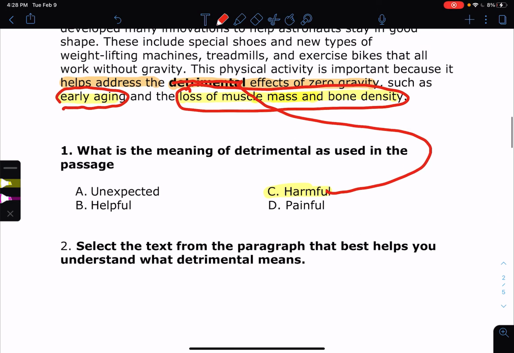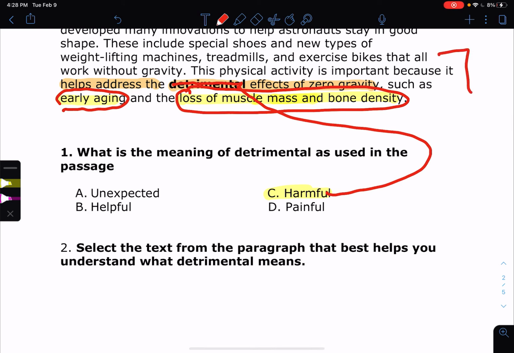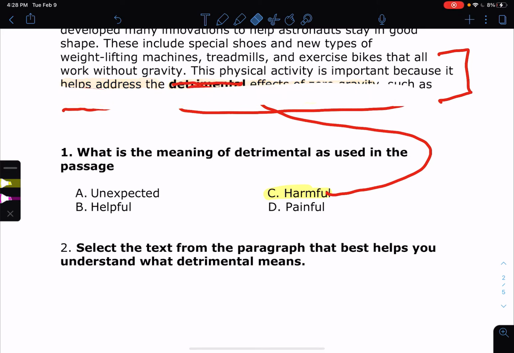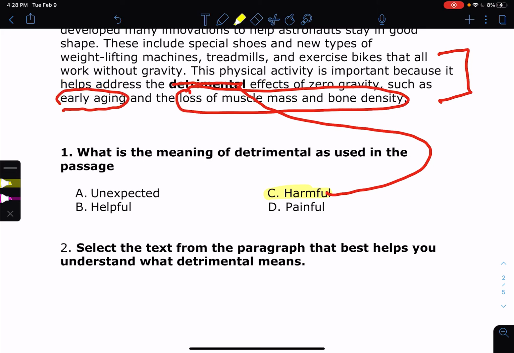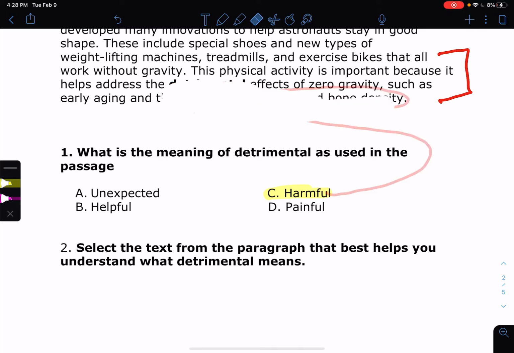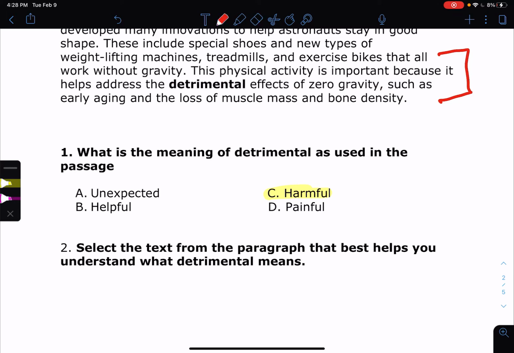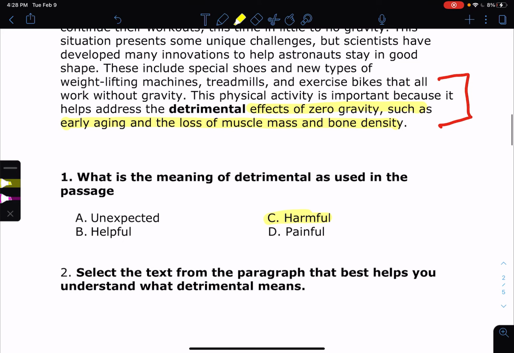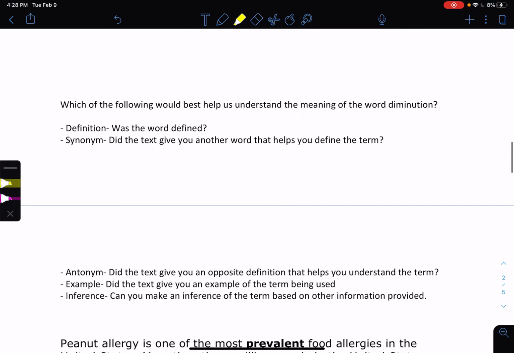So when I select the passage, I will select this. This is what tells me what is the context clue. In this case, more importantly, it's this part right here. They give you the examples: early aging and the loss of muscle and bone density. Okay, that is the harmful parts. Okay, let's move on to the next one.